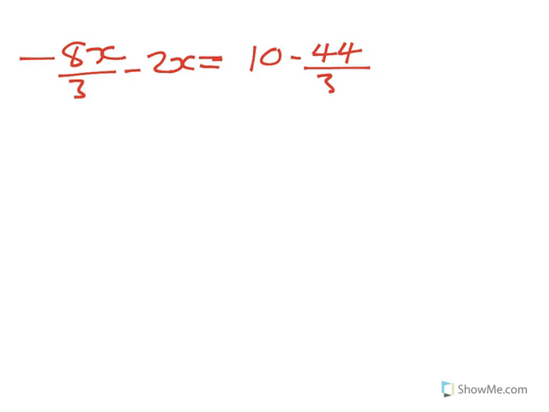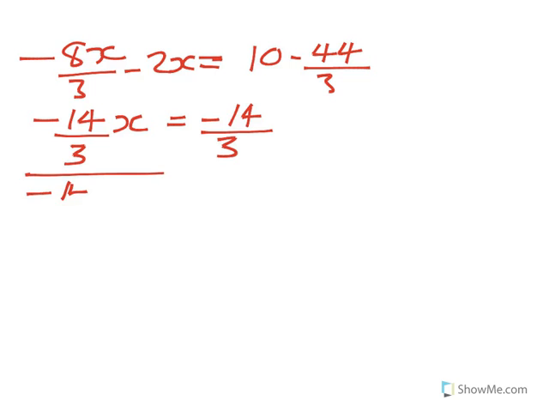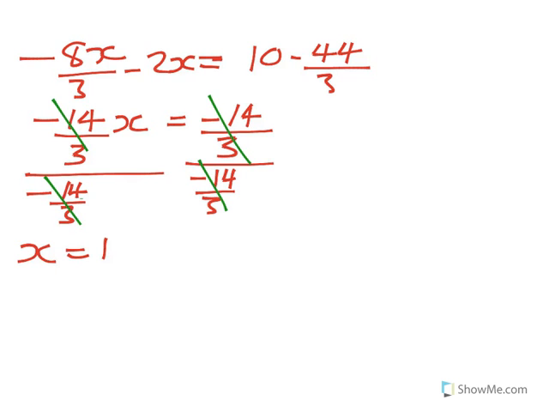If you now use your calculator to solve the fraction, minus 8 over 3 minus 2x, we are going to get, so if you use a calculator, 8 over 3 minus 2, you are going to get minus 14 over 3, and then 10 minus 44 over 3, you are also going to get minus 14 over 3. Then you divide both sides by minus 14 over 3. Then when you cancel, you are going to get x is equal to 1.